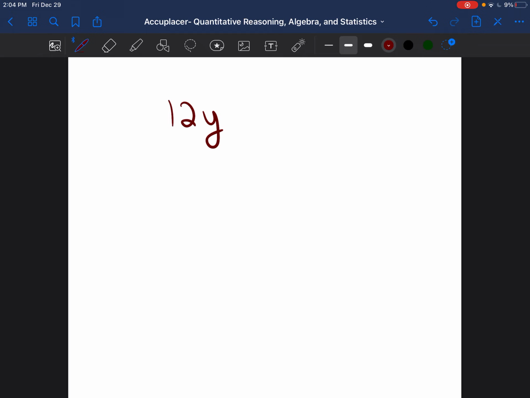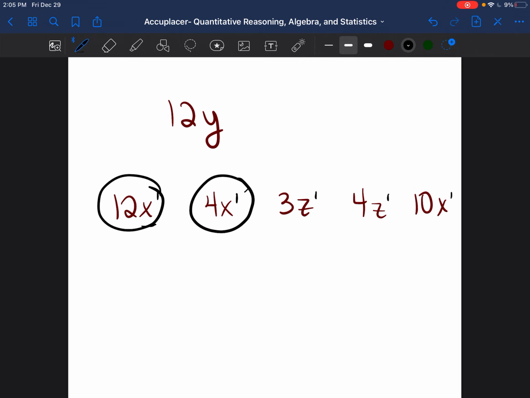So what about like terms? If I wrote 12x, 4x, 3z, 4z, and 10x, which ones are like terms? Well, literally, you just have to look at the terms and say which ones have the same variable to the same degree. So this is x to the first power, x to the first power, z to the first power, z to the first power, x to the first power. So 12x and 4x are like terms because they have the same variable to the same power of 1.